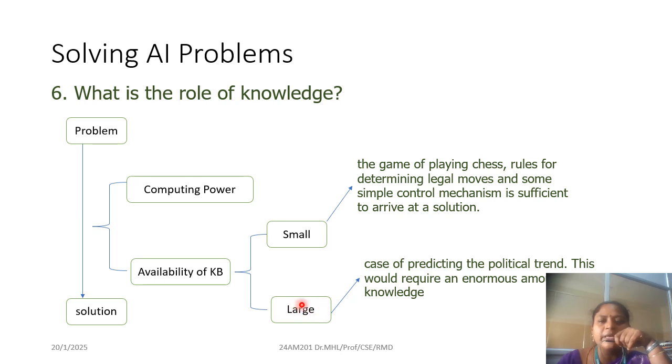But there are some cases, say like predicting the political trend. Here you want an enormous amount of knowledge and it is going to take a lot of resources. So you have to decide what is the role of the knowledge for your problem and based on that, whether we can reach the solution for the problem.